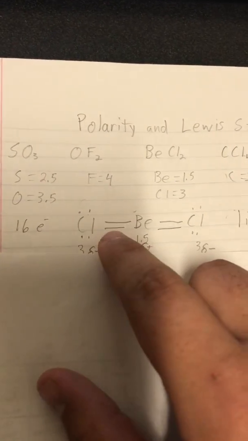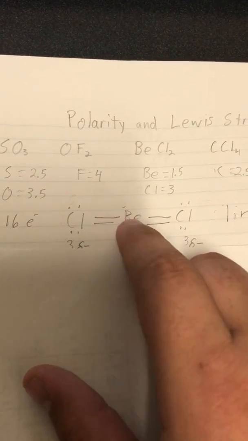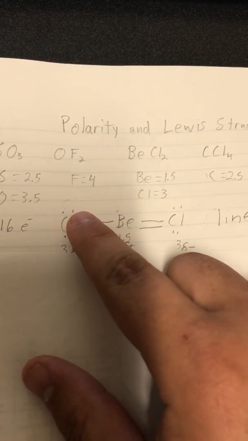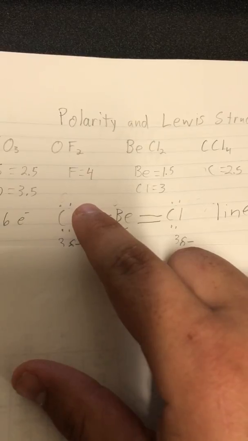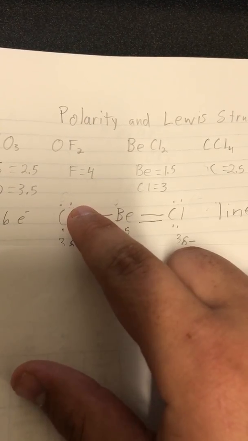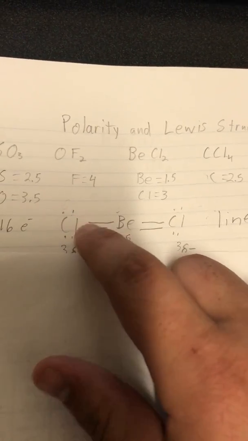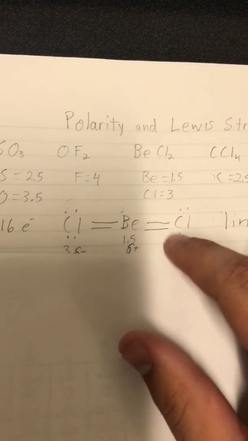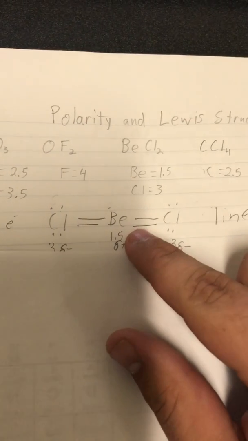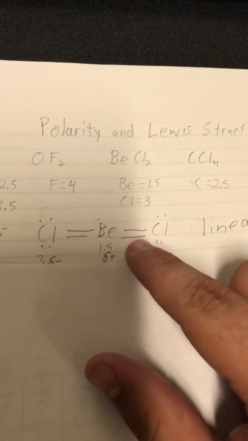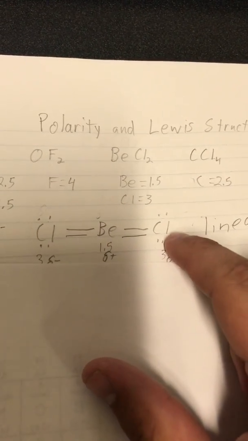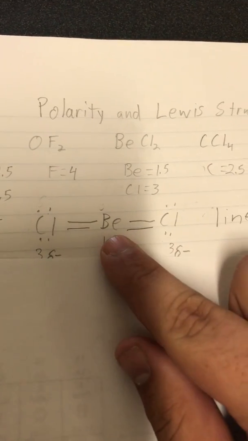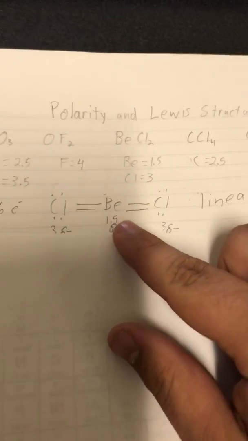And here you can see, first you make your bonds from your center atom to your outer atoms, and then you start adding electrons to your outer atoms. And once I got there, I needed to complete the octet on Be, so I had to erase one of the pairs of electrons on each Cl and make a double bond to Be.